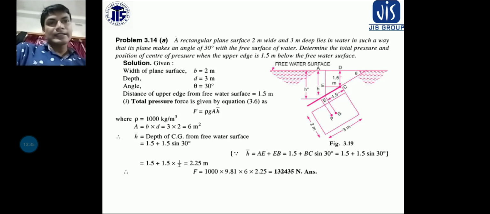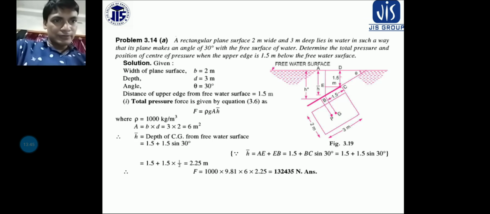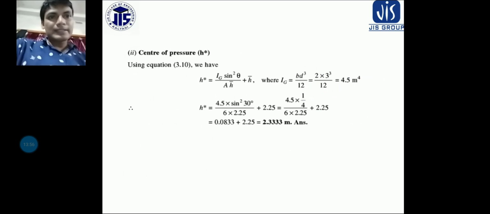Now how we can calculate the F? F is equal to rho g A h bar. So rho you know, g you know, area you know, and h bar that is equal to 2.25. So 132.435 Newton is the correct answer. Okay. Now this is the force. Now the center of pressure.